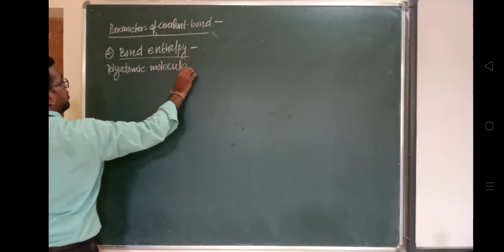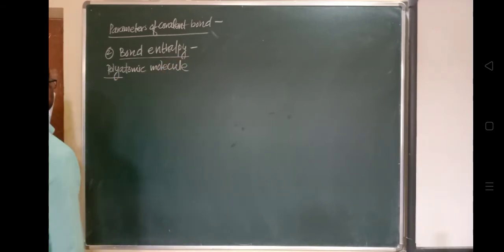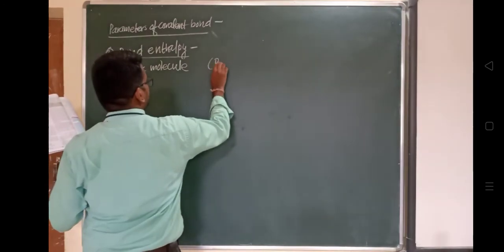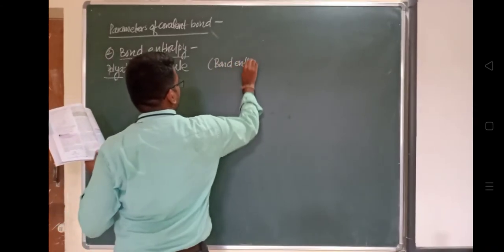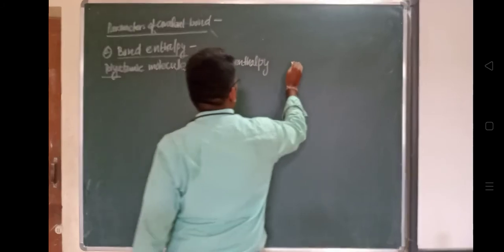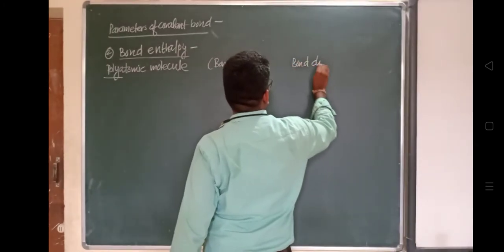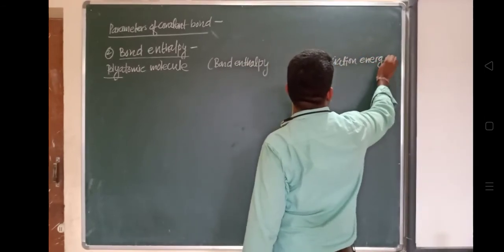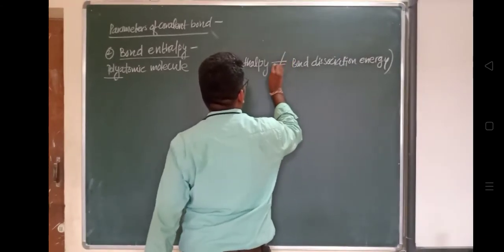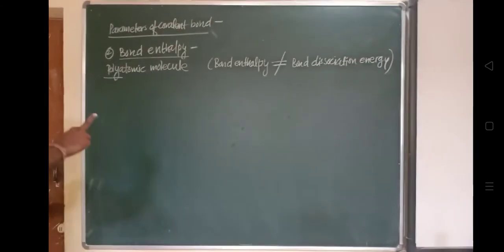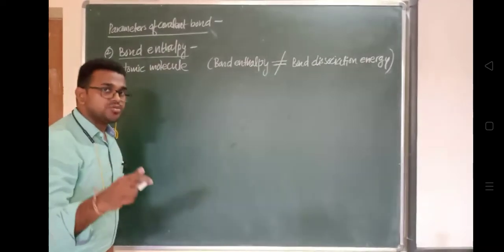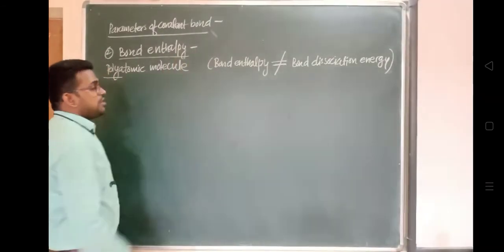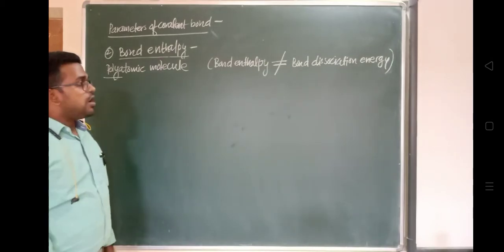Because we have seen that in a diatomic molecule both are the same. But in a polyatomic molecule, the bond enthalpy, which is the amount of energy required to break one mole of bonds, and the dissociation energy, the energy to dissociate, are not the same. Now how to calculate bond enthalpy in a polyatomic molecule? It is found by taking the average of the sum of successive bond dissociation energies.